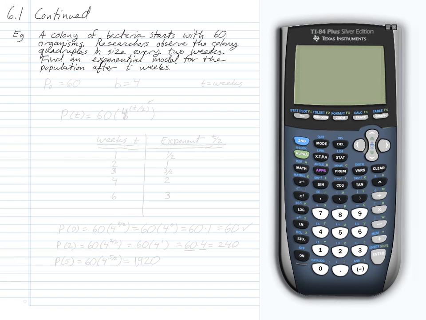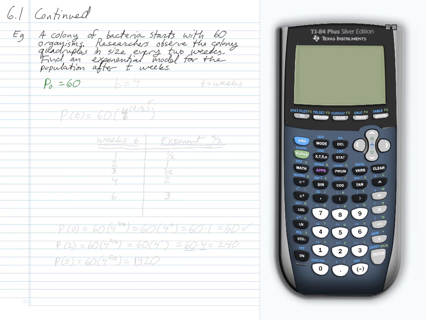Now, the final strange topic in this section is that of changing time frames. So suppose here we have a colony of bacteria, and we begin with 60 organisms, so P sub 0 would be 60. We notice that the population quadruples every 2 weeks. But that might not be useful for us. Maybe we want to know about what's going to happen after week 3. Well, then knowing 2-week increments isn't as helpful.